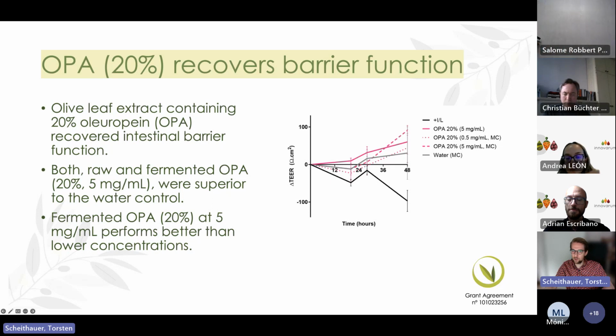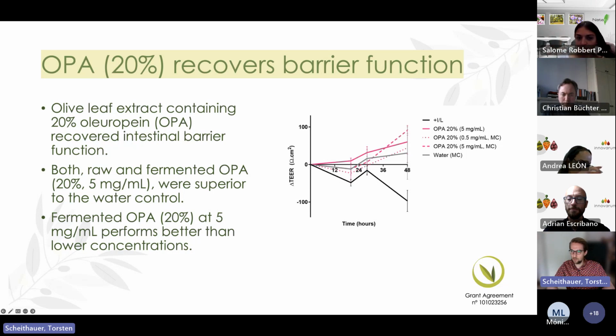But if you use the unfermented OPA, you can see the values are much higher. So the unfermented polyphenols can already improve the epithelial barrier function. And if you look at the fermented one, we have two different concentrations, so it looks like there's some kind of dose response. You can also nicely see that these TEER values go up, so it's also recovering the intestinal barrier function.